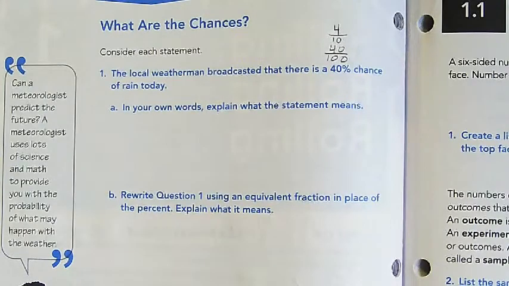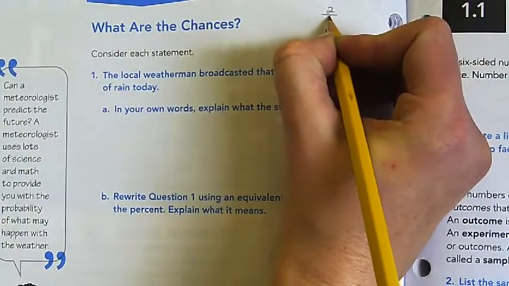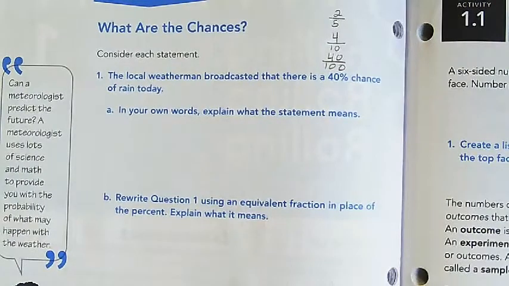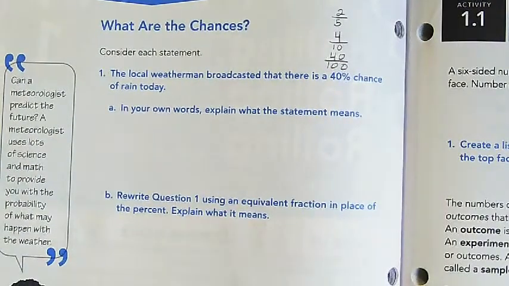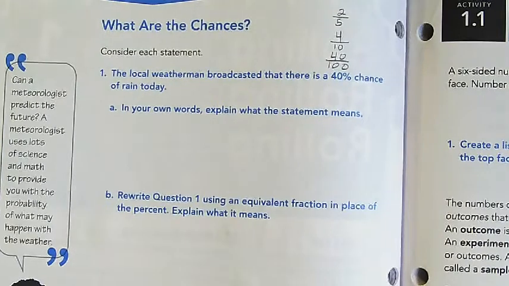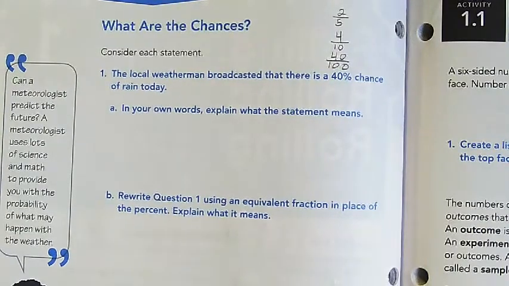Can we make any other equivalent fractions for 4/10 and 40/100? 2/5. Fantastic. How'd you get 2/5? Divide. 4 and 10 can both be divided by 2, and we get 2/5. That is an equivalent fraction. Fantastic. So let's go ahead and get into the meat of this lesson.